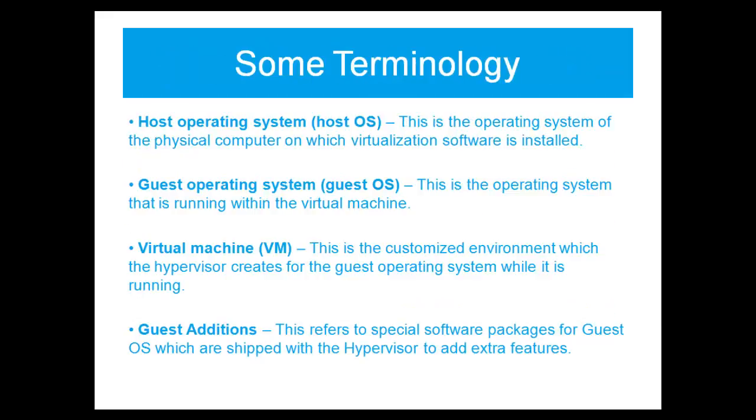Next is the terminology. To work with virtualization, we have to understand some terminology. The first one is the host operating system or the host OS. This is the operating system of the physical computer on which virtualization software is installed. Suppose you have a Windows 7 machine running on your hardware. So Windows 7 is the host operating system where you will be installing VirtualBox.